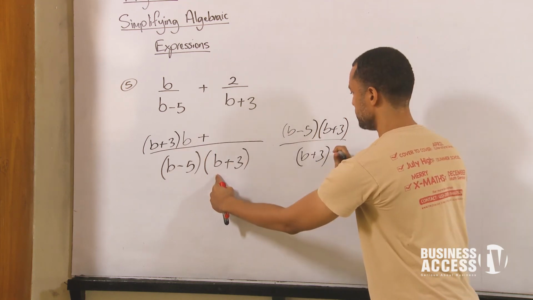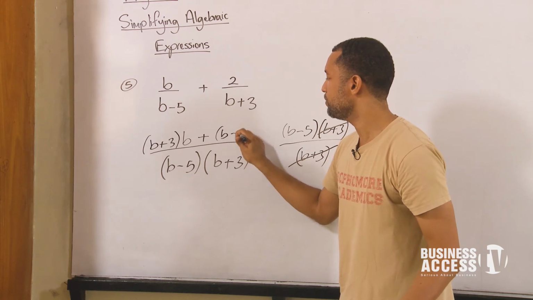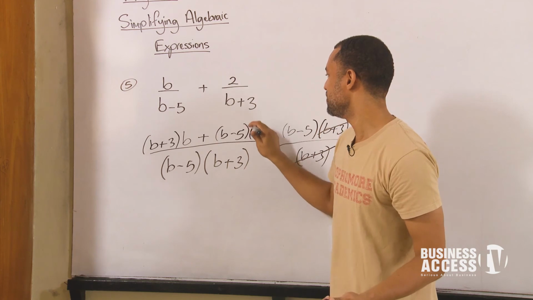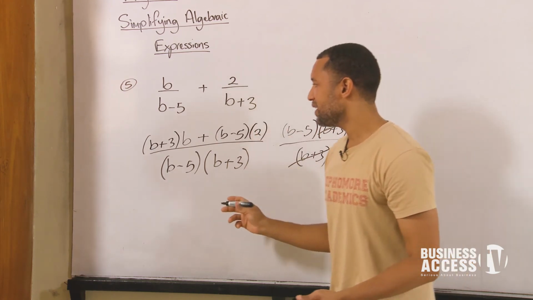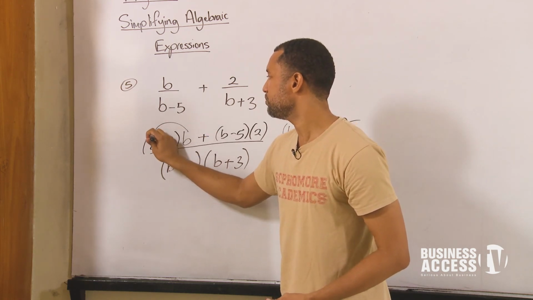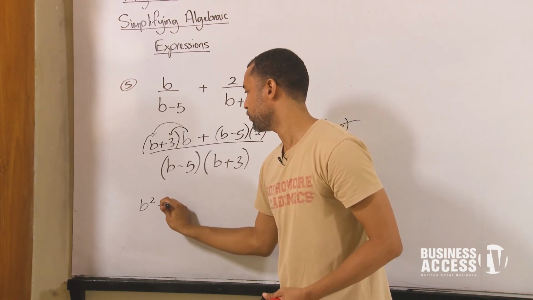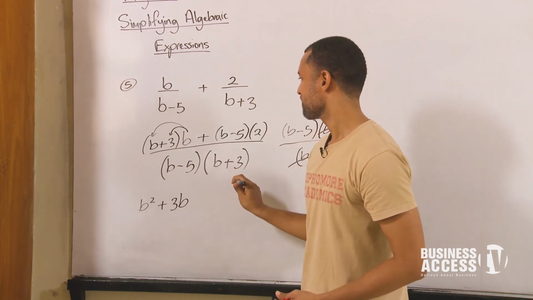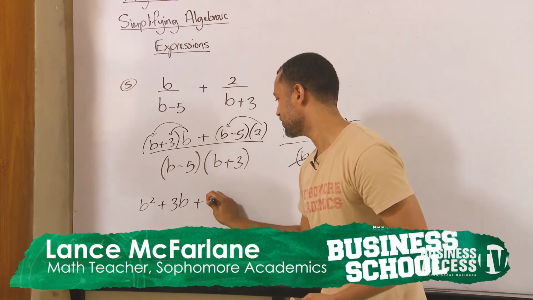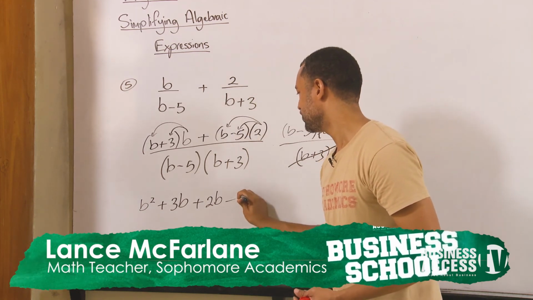So b minus 5, b plus 3 into it. B plus 3 cancels b plus 3, leaves you with the b minus 5. So we have the b minus 5, which will be used to multiply the numerator, the numerator being 2 in this case. And then you go ahead and you simplify the numerator. This is b times b, that gives you b squared. B times 3, that gives you 3b. Plus 2 times b, that is 2b. 2 times negative 5, that gives you negative 10.